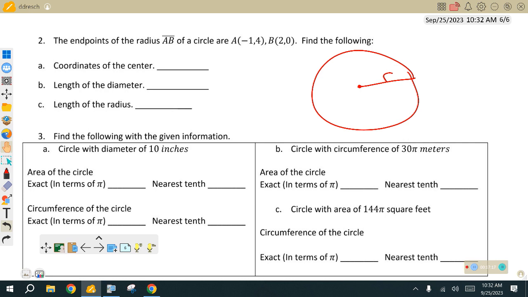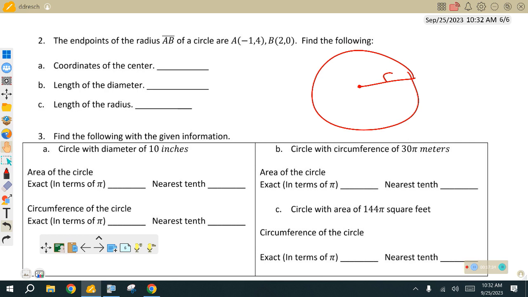So in that first part, the coordinates, it doesn't matter. We're not going to use the midpoint formula. Just pick one. Which one do you want to call the center? A or B? A, sure. I don't care. It doesn't really matter in this one, okay?